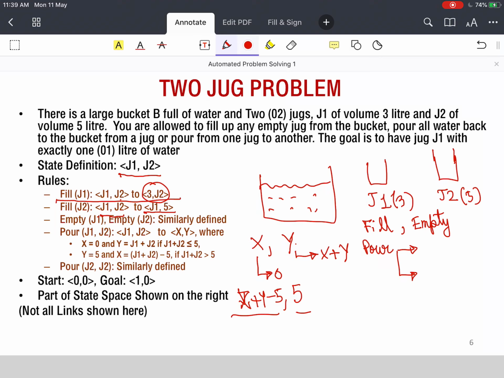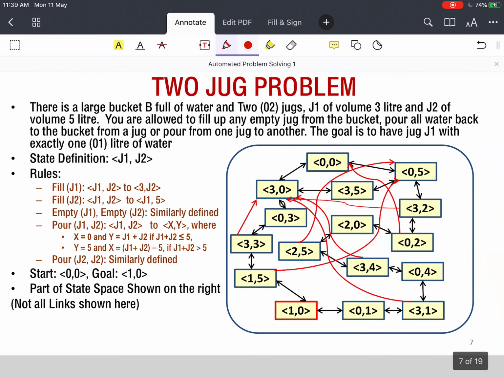So you can fill up. So you can now define the state transformation rules. You can define your start state, which is 0, 0. And you can finally say my goal state is when the first jug has 1 liter and the second jug has nothing. So let us now see how these state transformation rules form the state space.